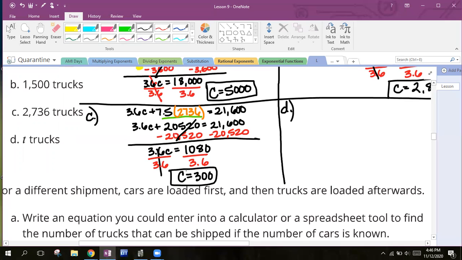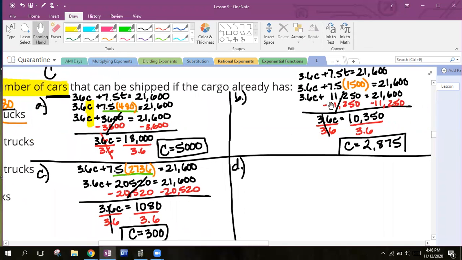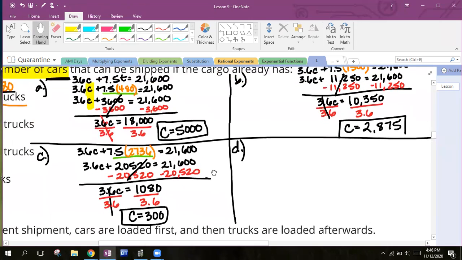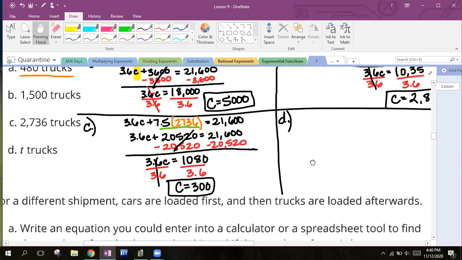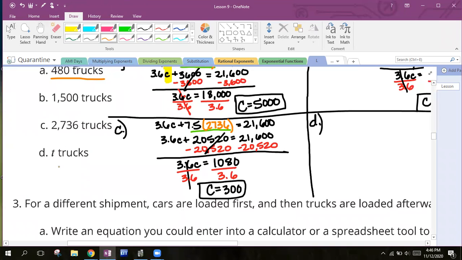Okay, so double check your answers, make sure you did all your math correctly. Hopefully you notice a pattern, like we did the process the same every single time. So now it wants us to solve it for T, or for T amount of trucks.